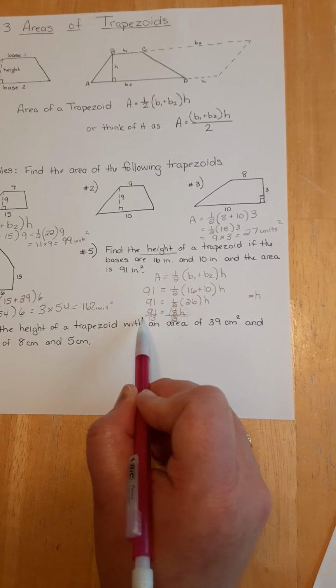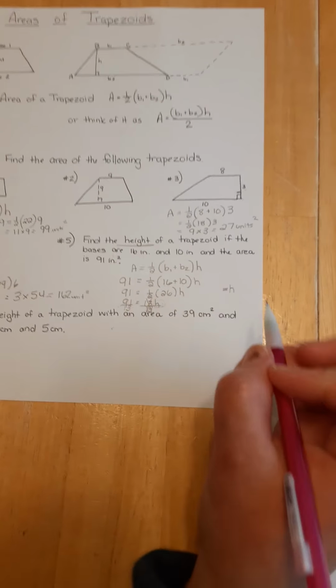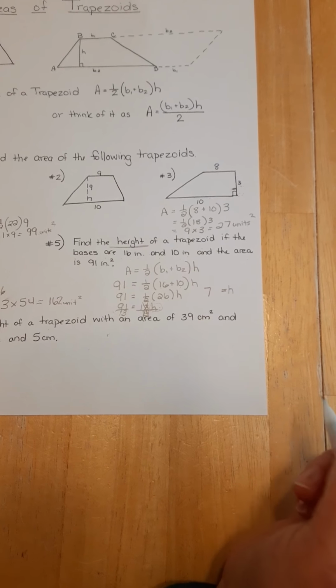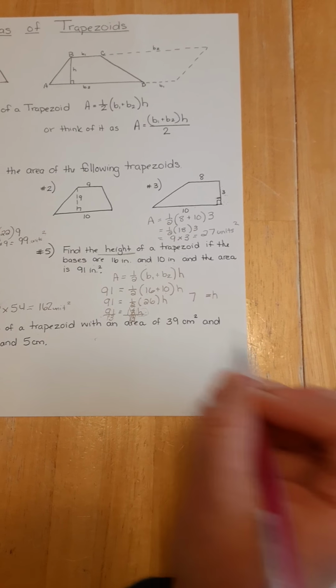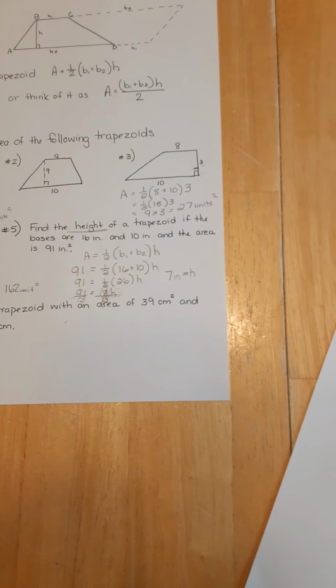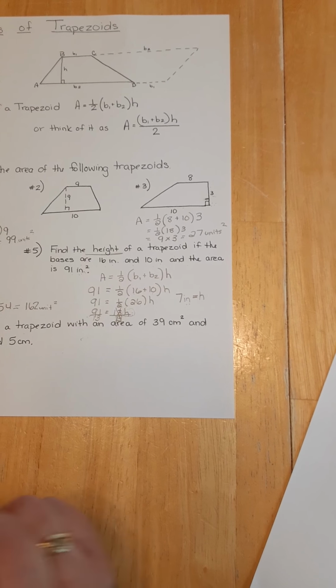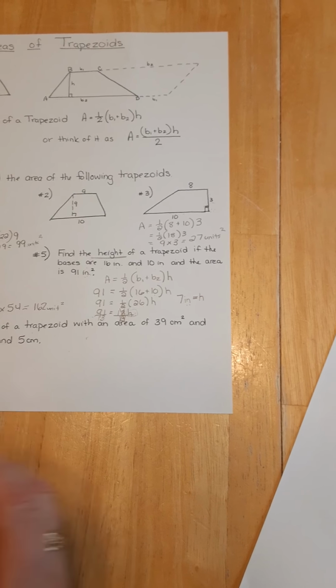Now I'm just going to do the division. What is 91 divided by 13? 91 divided by 13 is 7. Now I've got to make sure I include the units because it's given it to me. So I know my height is 7 inches. It's not squared because I'm just trying to find the height. Let's do this one more here.